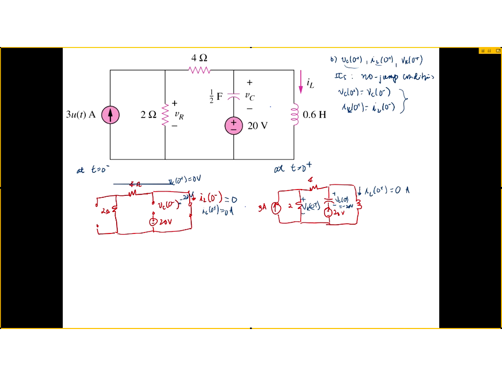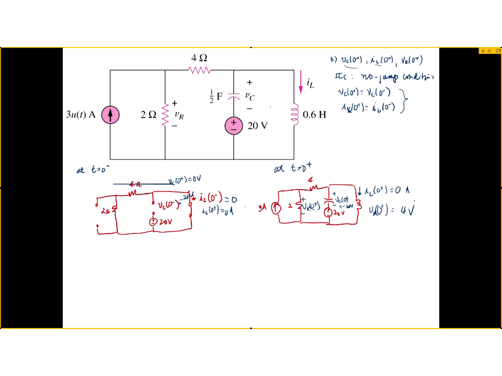So what's our VR at 0 plus, therefore? You can do current divider now, again, like we did earlier. So out of the 3, how much is going to go across VR? 2, right? Therefore, what's VR at 0 plus? It's going to be 4 volts. Okay?